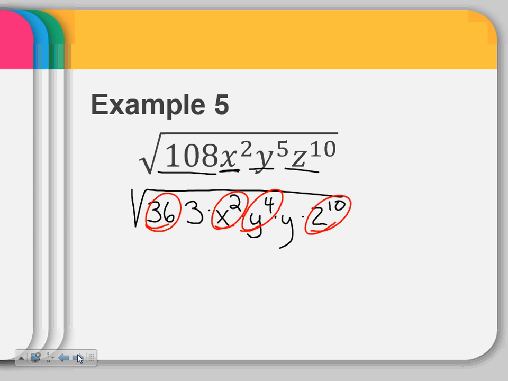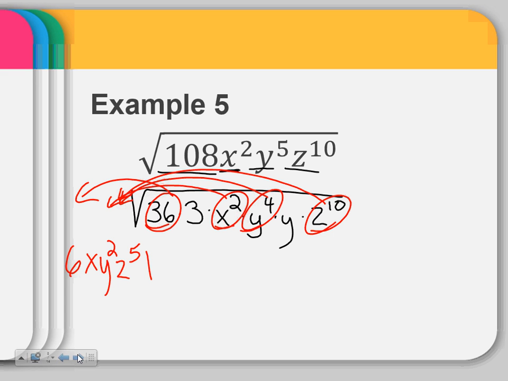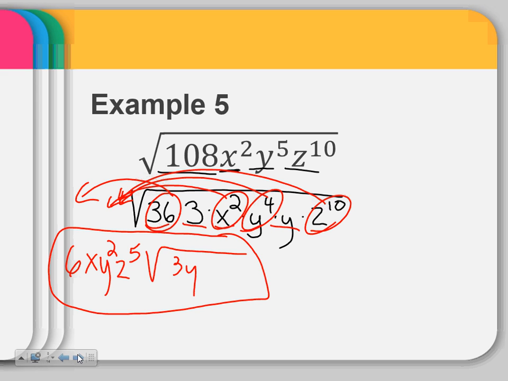So here we go. These guys get tickets out of jail. We're going to take them out. 36 comes out as a 6. X squared comes out as an x. Y to the 4th comes out as y squared, z to the 10th comes out as z to the 5th. What's left underneath? 3y. When you first looked at it, you were like, oh my goodness, that's going to be hard. And now you're like, oh, that's not bad.